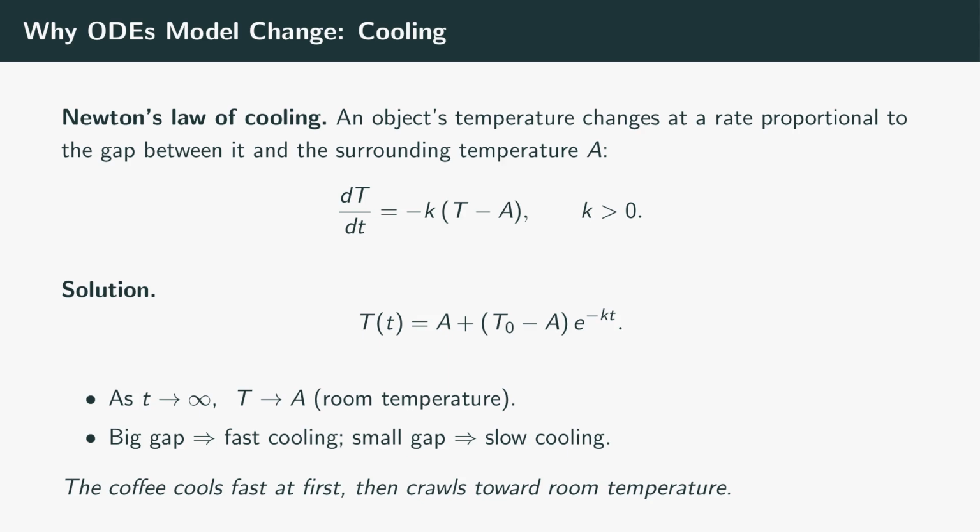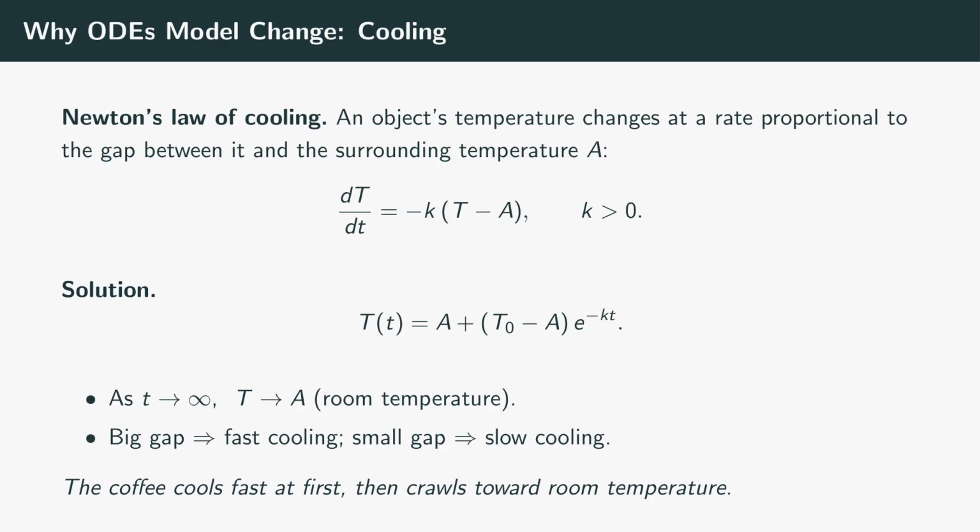One last model, and it is one you can feel with your hands. Newton's law of cooling says a hot object loses heat at a rate proportional not to its temperature, but to the difference between its temperature and the surrounding air. In symbols, dT/dt equals negative k times the quantity T minus A, where A is the ambient temperature of the room and k is positive.